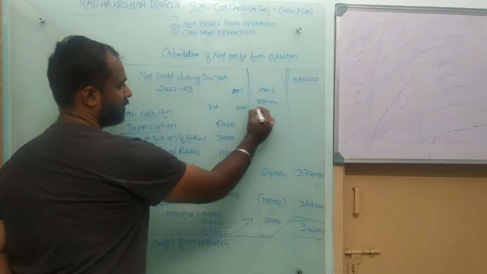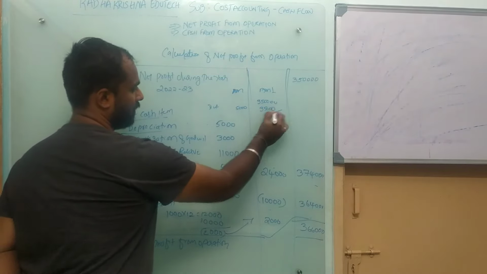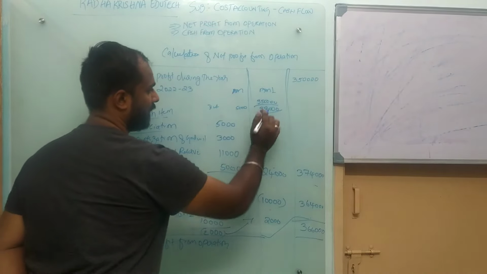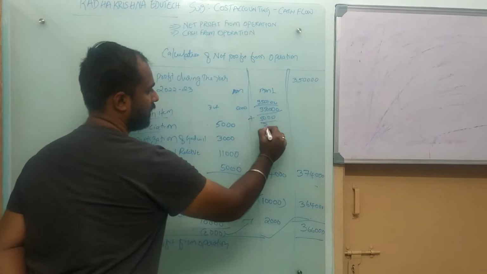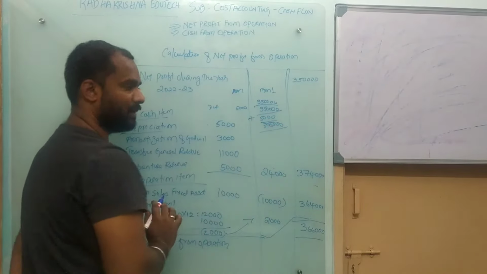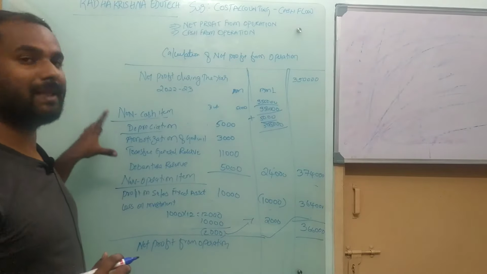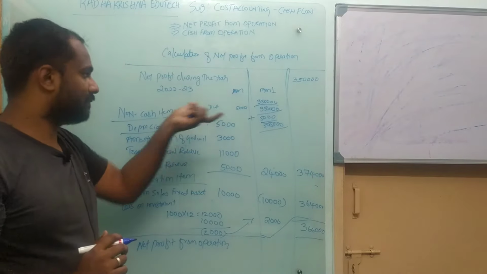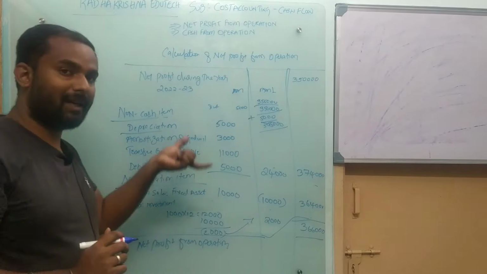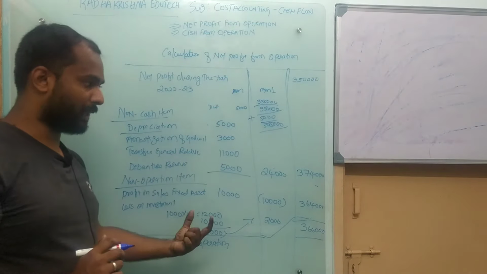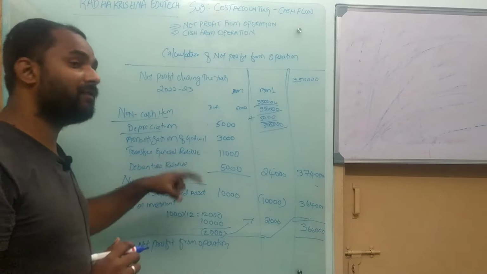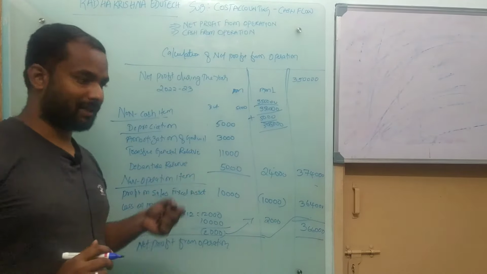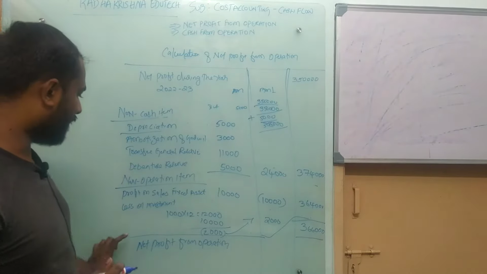For example, depreciation. My net profit is 3,50,000, after you have reduced this 5,000 depreciation. This is a non-cash item, so I add back 5,000 and my profit is 3,55,000. That's how it is. All these four items have been reduced in your profit, so we add them back. The profit from sale was added in your net profit, so we reduce it. Same way, the loss on investment was reduced from your net profit, so we add it back. This is the net profit from operation.